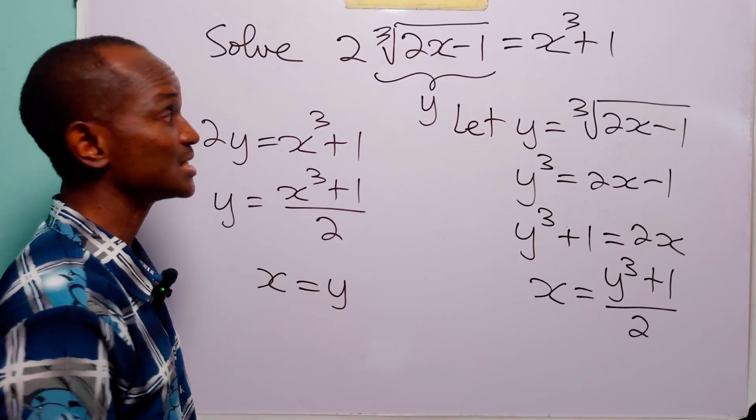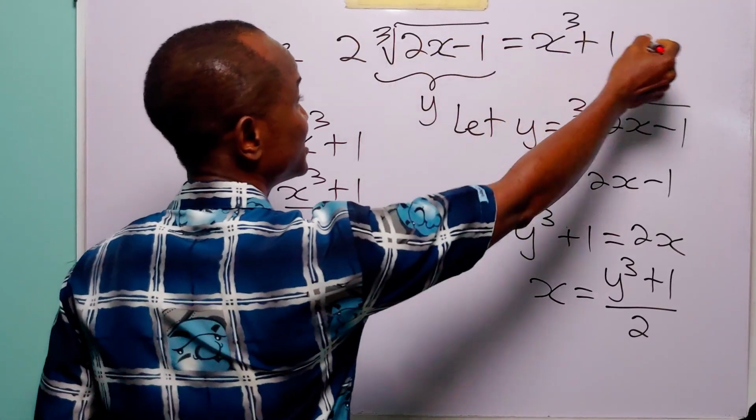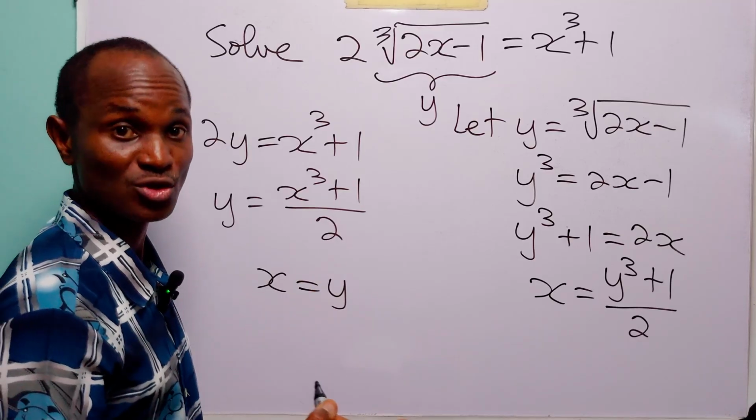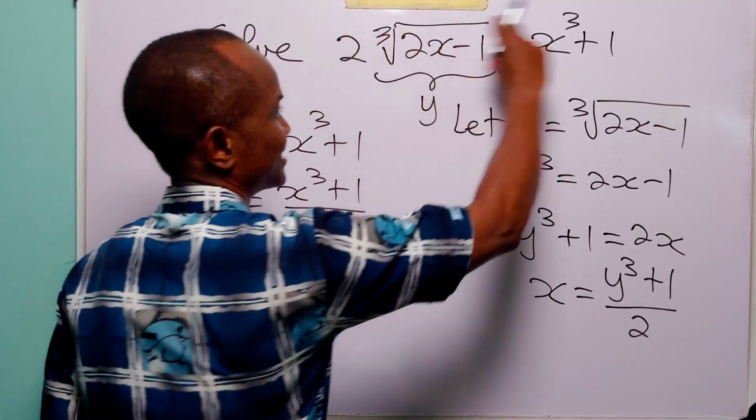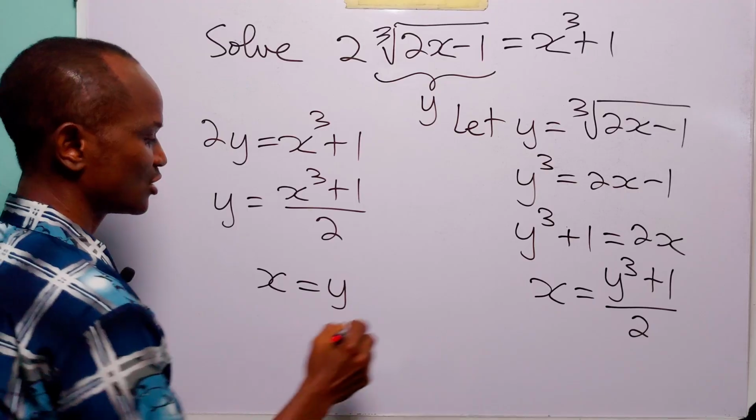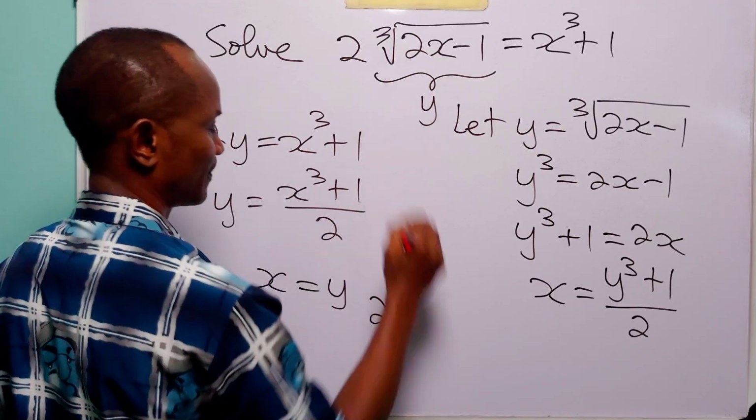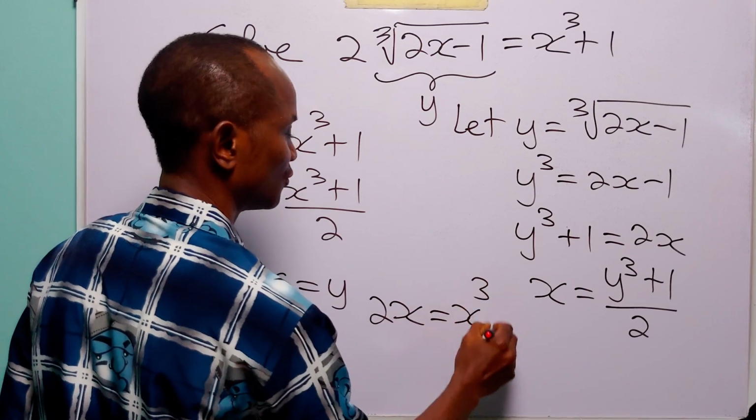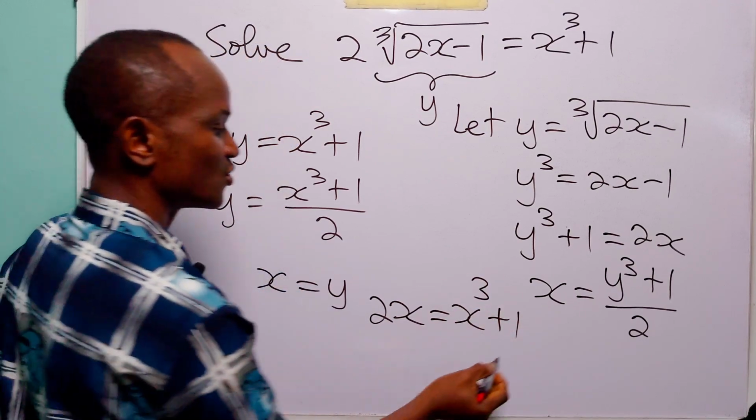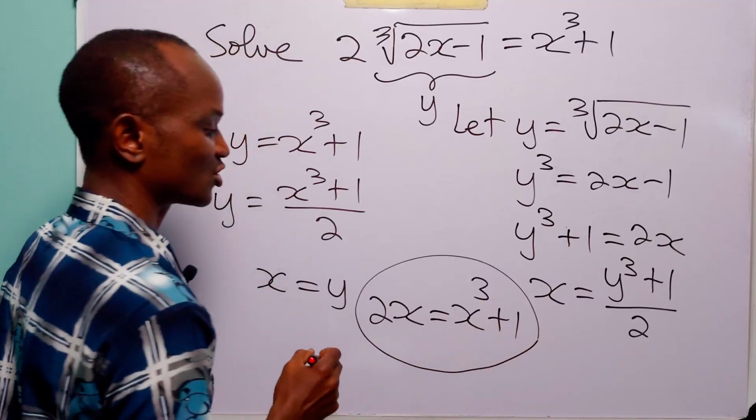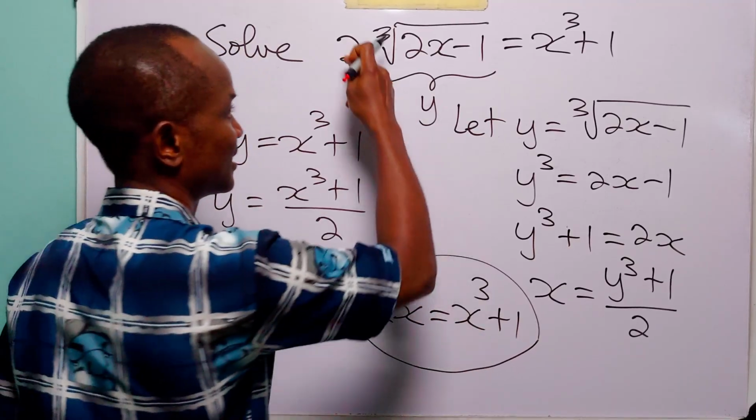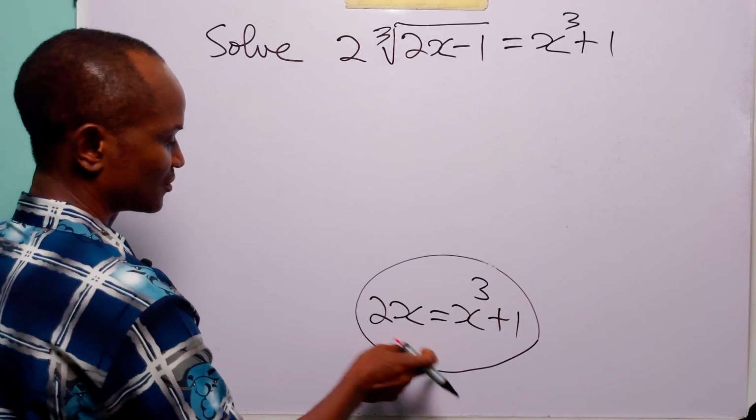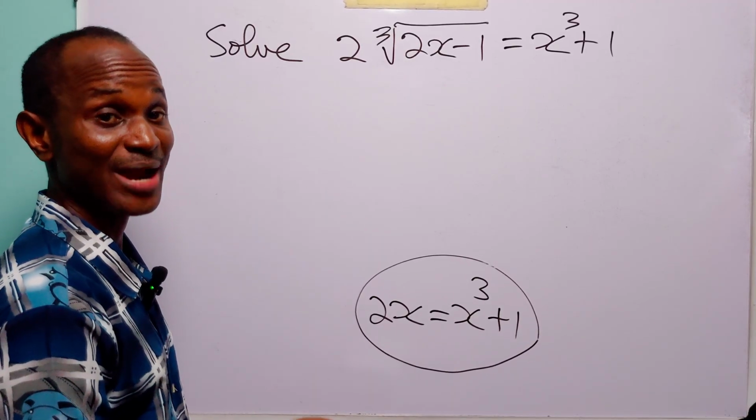So what we are going to do is that we will replace y in the original equation with x. So the equation that we now need to solve to find the values of x that satisfy this equation is going to be 2x is equal to x cubed plus 1. So this is the cubic equation that we will solve to find the values of x that satisfy this original equation.